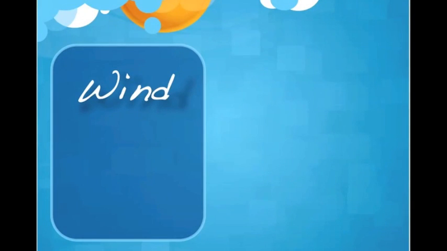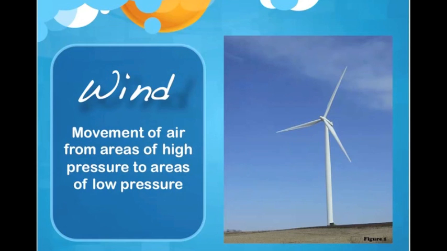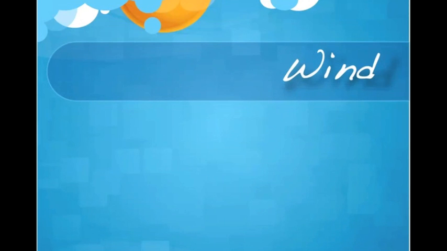Our topic for this podcast is wind, global wind patterns, and the Coriolis effect. Wind. Wind is the movement of air from areas of high pressure to areas of low pressure. So how does wind work?